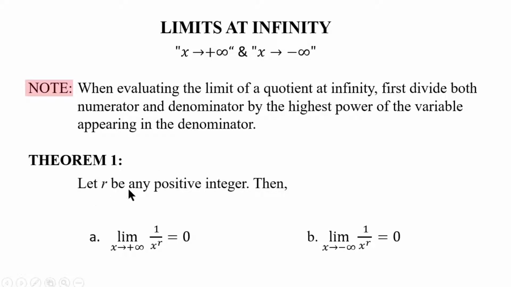Let r be any positive integer. Then, letter A, the limit of 1 over x raised to r as x approaches positive infinity is equal to 0, while the limit of 1 over x raised to r as x approaches negative infinity is also equal to 0.